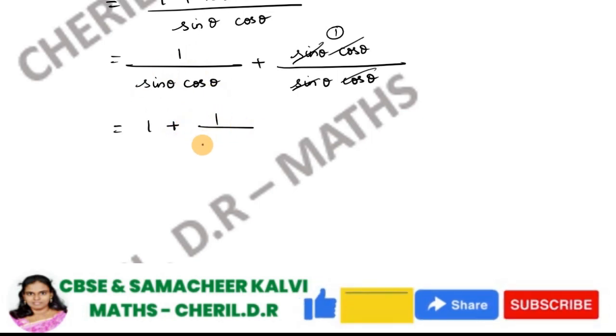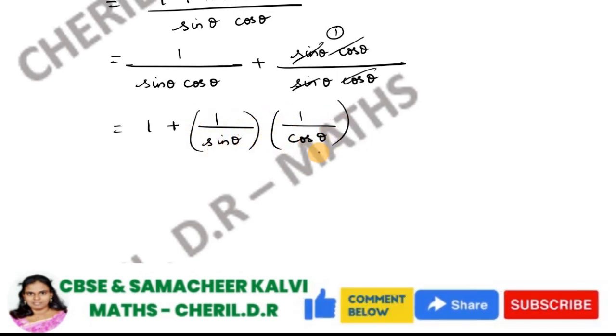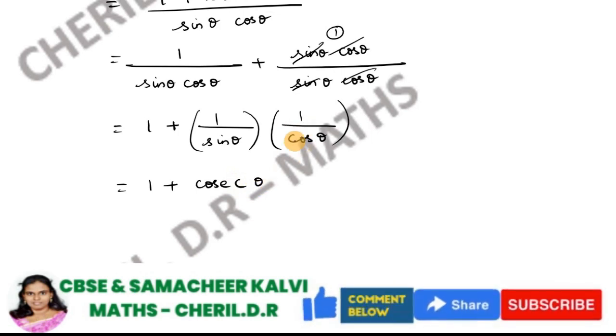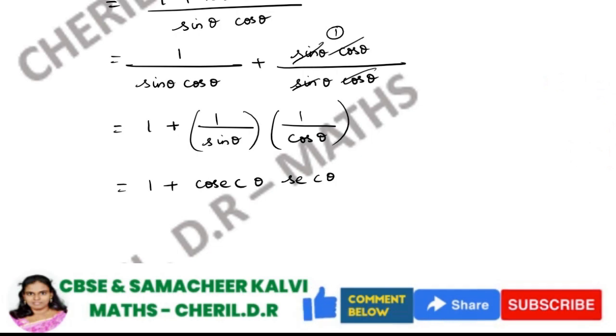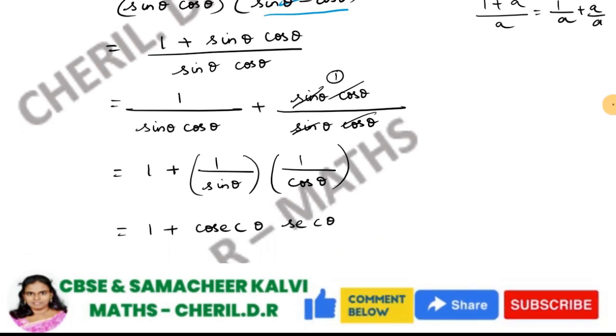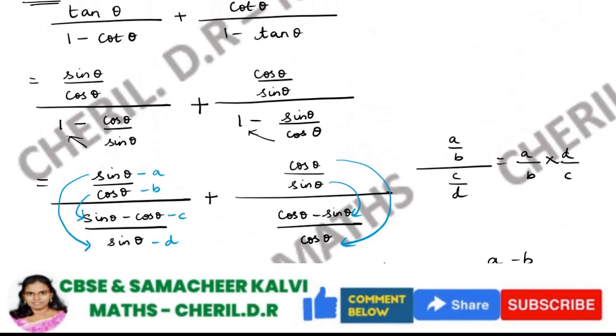Can I write it as 1 by sin theta into 1 by cos theta? Yes. So what is 1 by sin theta? Cosecant theta. 1 by sin theta is cosecant theta, and 1 by cos theta is secant theta. So now look into the question. We've got the answer 1 plus cosecant theta into secant theta.